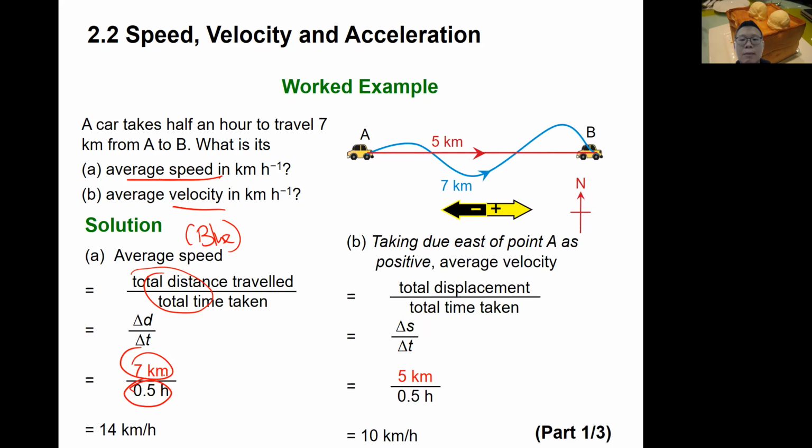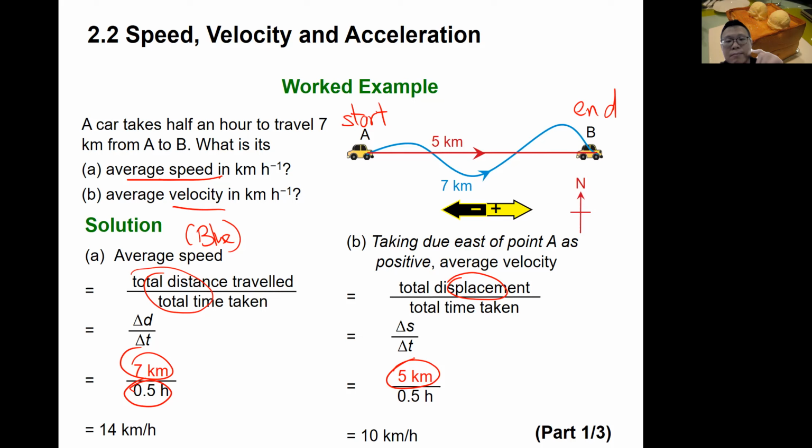If I'm looking at displacement, if I take A as the starting point, B as the ending point, the displacement will be the shortest distance between these two points. The displacement will actually be 5 kilometers. But remember, if you look at the context, 5 kilometers is actually not the actual path I travel. It's just the shortest line.